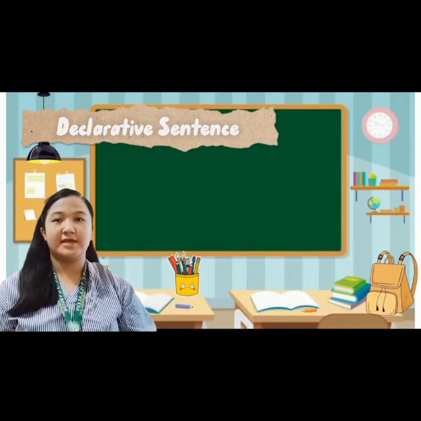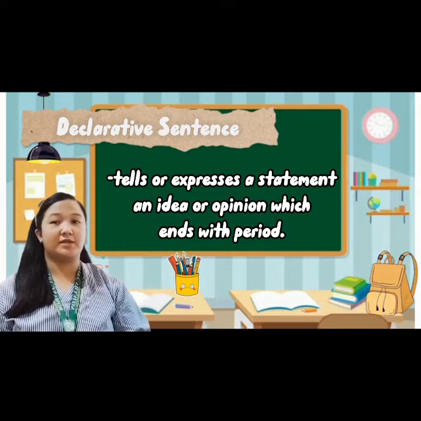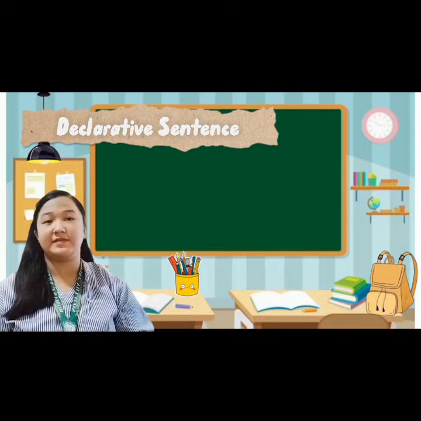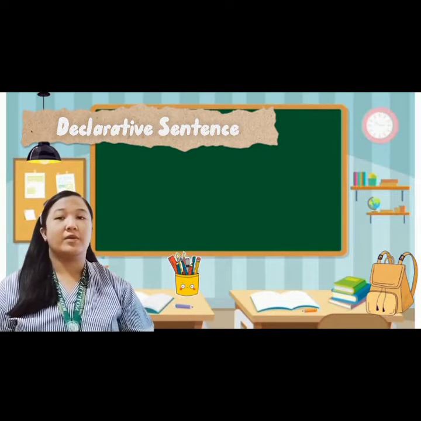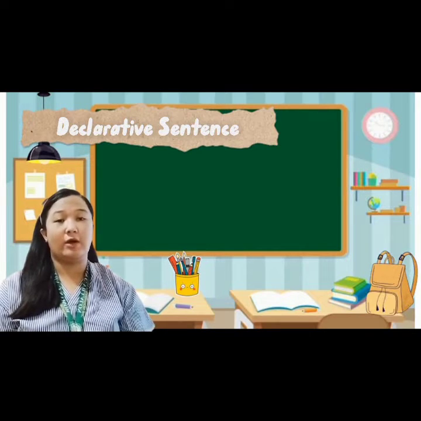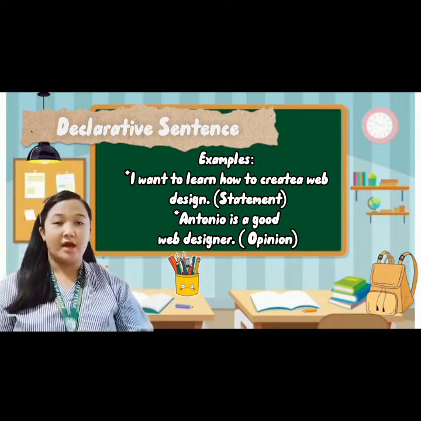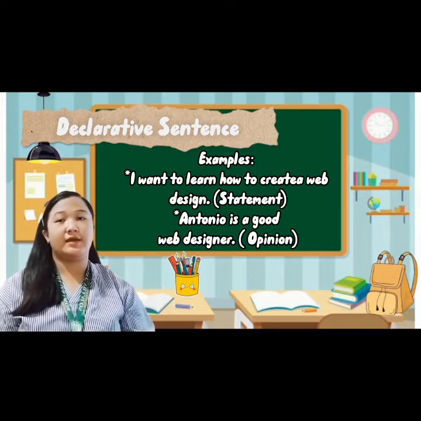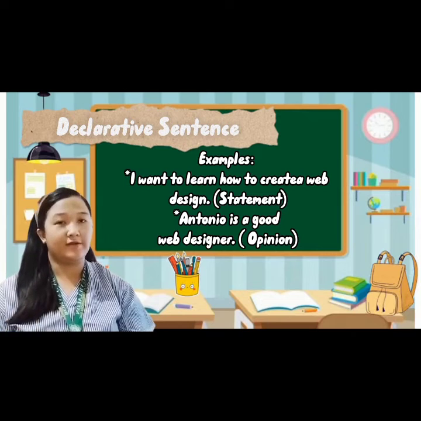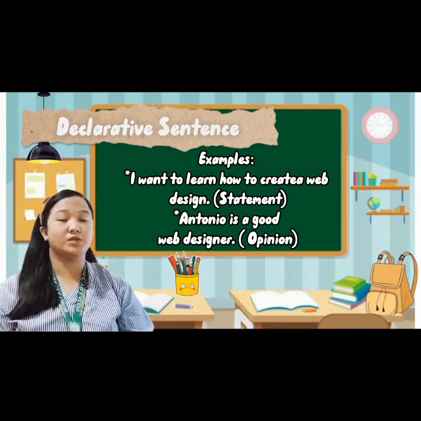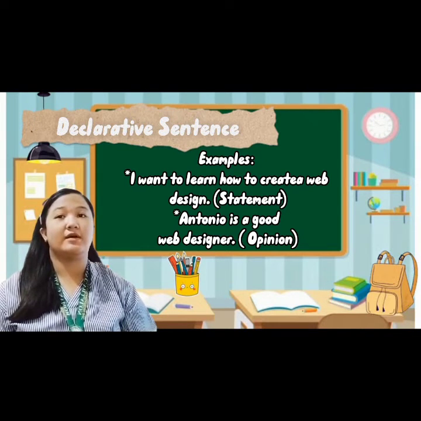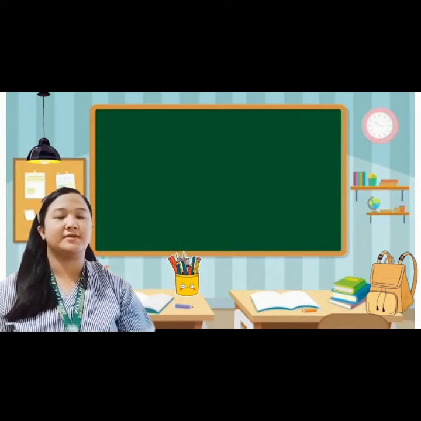Declarative sentence tells or expresses a statement, an idea, or opinion which ends with period. So, declarative sentence, kuno daw is kanang mag-express siya sa iyang statement o ang iyang idea or opinion. For example, I want to learn how to create a web design. It is a statement, so it is an example of declarative sentence. Antonio is a good web designer. It is an opinion, and it belongs to declarative sentence.